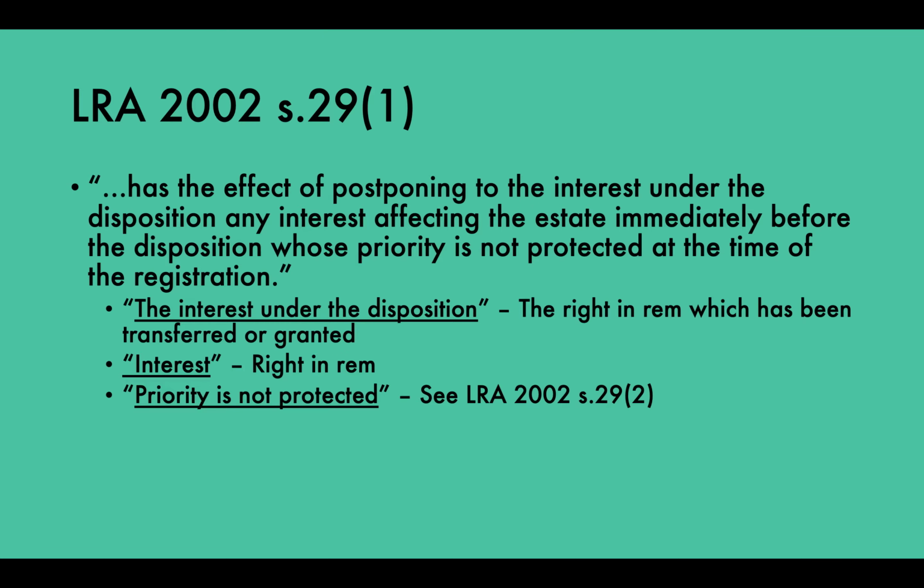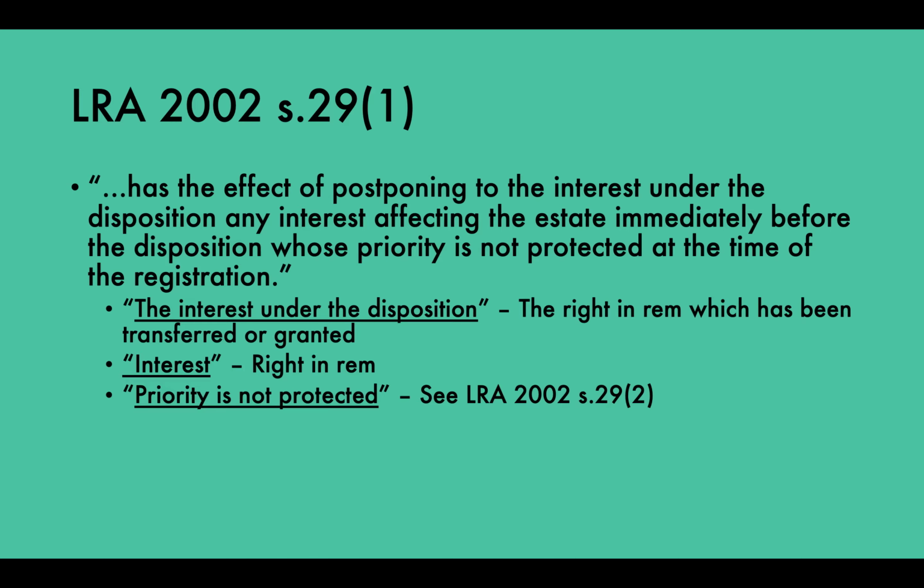On the corollary, the new interest will be bound by any pre-existing right in rem whose interests are protected. Look, I know this can sound a little bit complicated and confusing, but don't get too bogged down by the language, as it can be a little bit intimidating. All we need to do is work out whether the priority of a pre-existing right in rem has been protected.